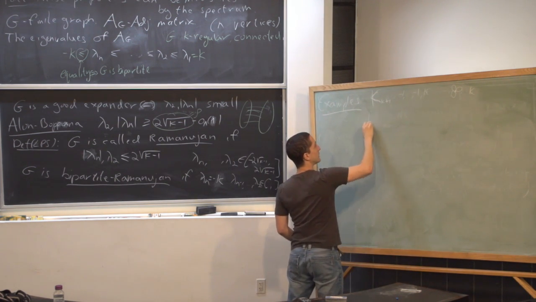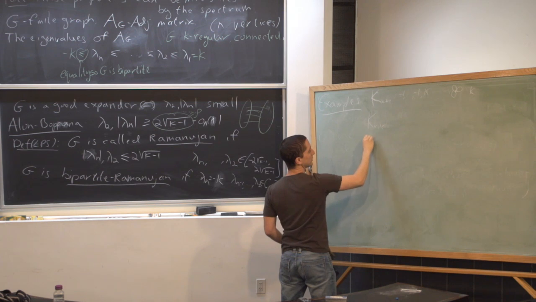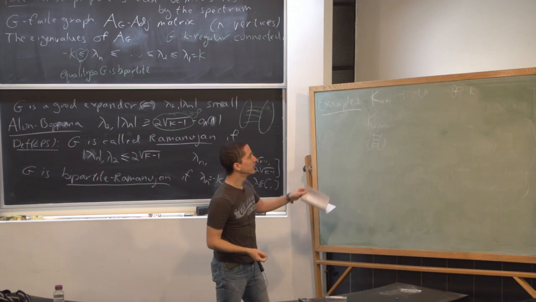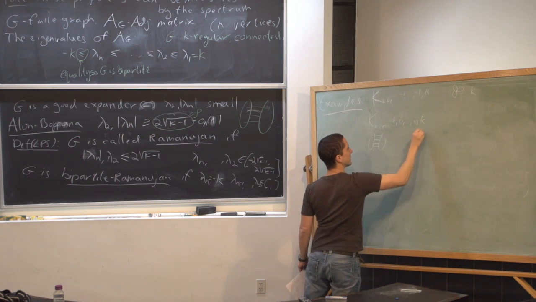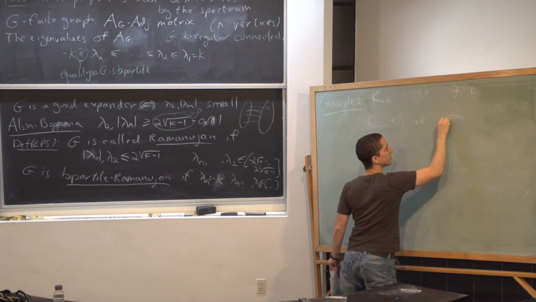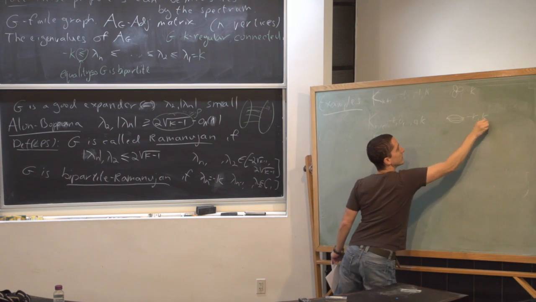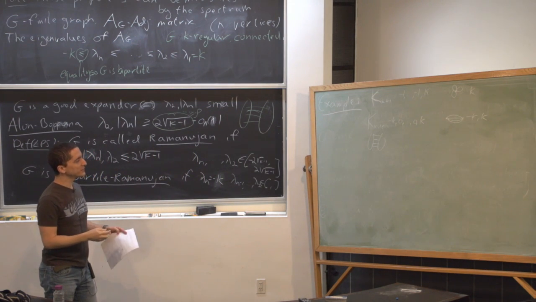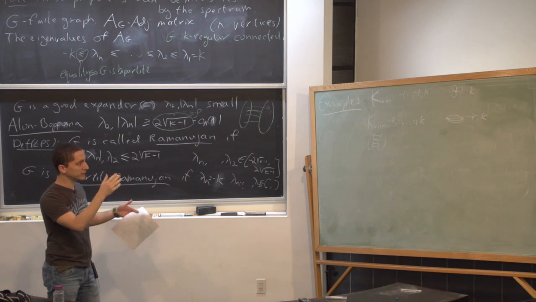You can take the complete bipartite graph where the two sides have k vertices each. The eigenvalues here are minus k, then zeros, and k. So this is bipartite Ramanujan. And you can also take the graph with two vertices and k edges between them. It has two eigenvalues, minus k and k, so it is also bipartite Ramanujan. So it's not hard to come up with many Ramanujan graphs of this sort.